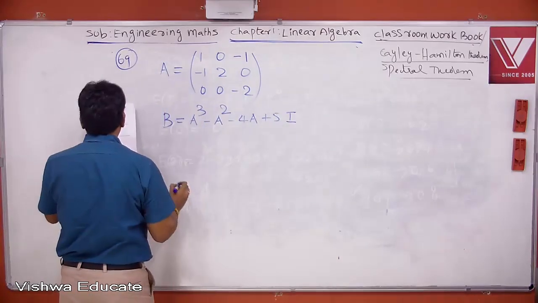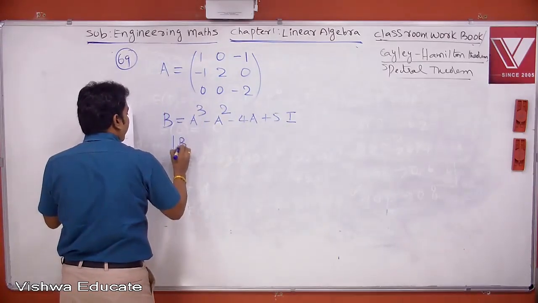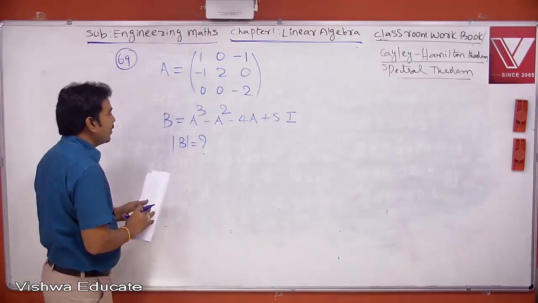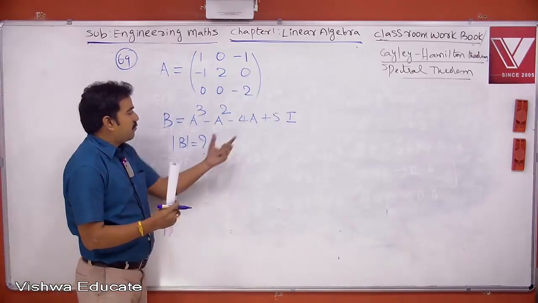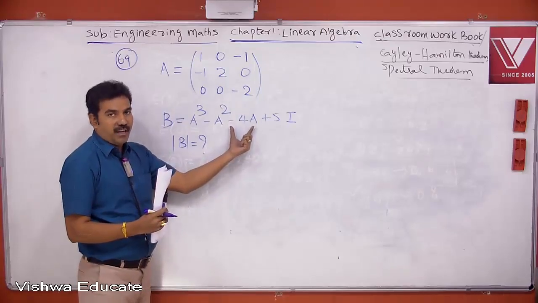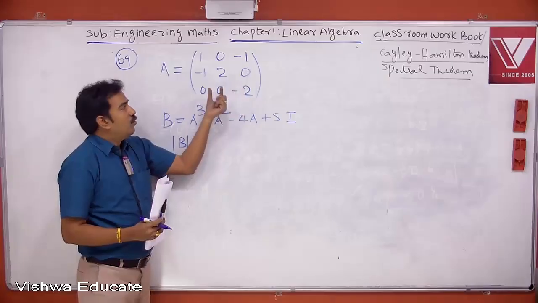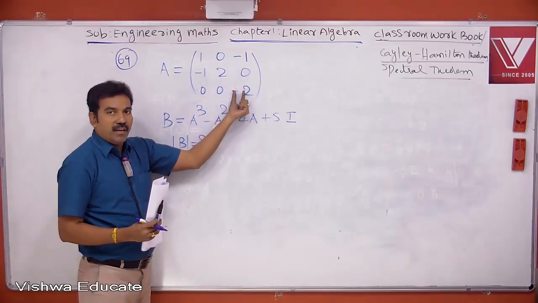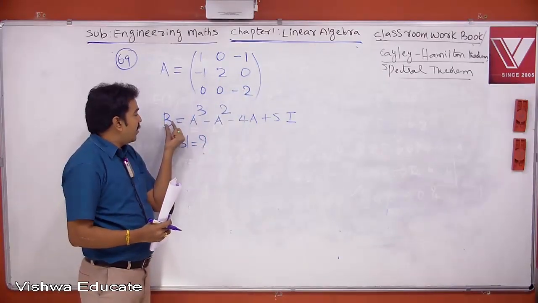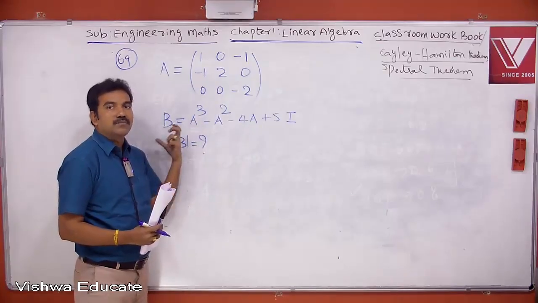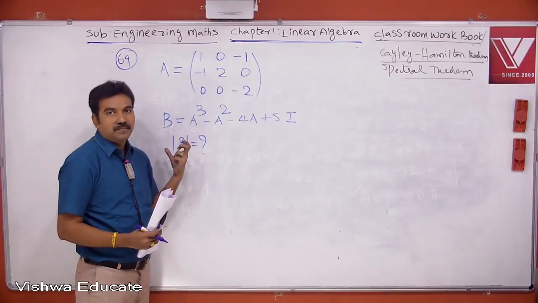That is very clear. So they were asking det of B. We need to find det of this matrix. Basically this is nothing but an expression in terms of A. So first let us try to find eigenvalues of A. Once you get the 3 eigenvalues of A, then you find the eigenvalues of B and multiply those eigenvalues, and that becomes det of this matrix.